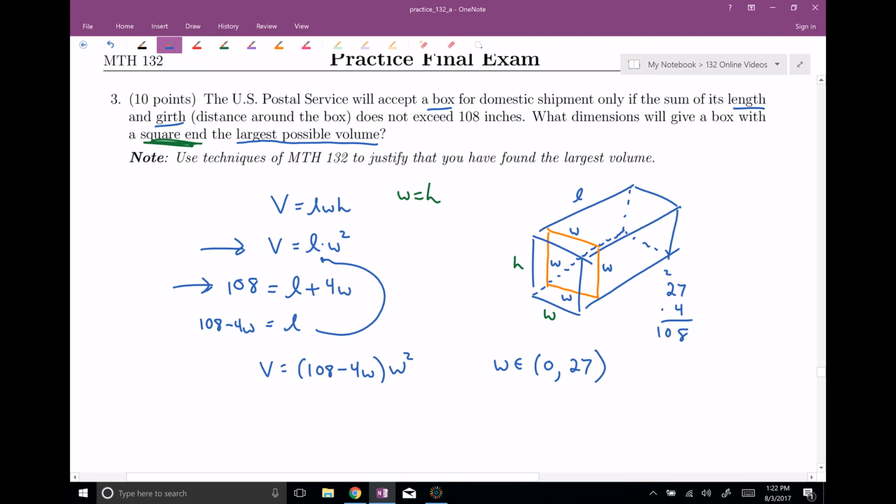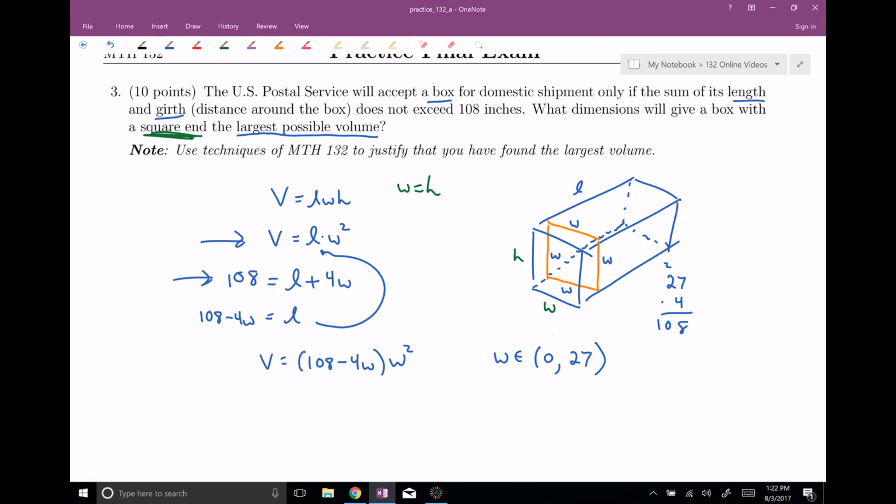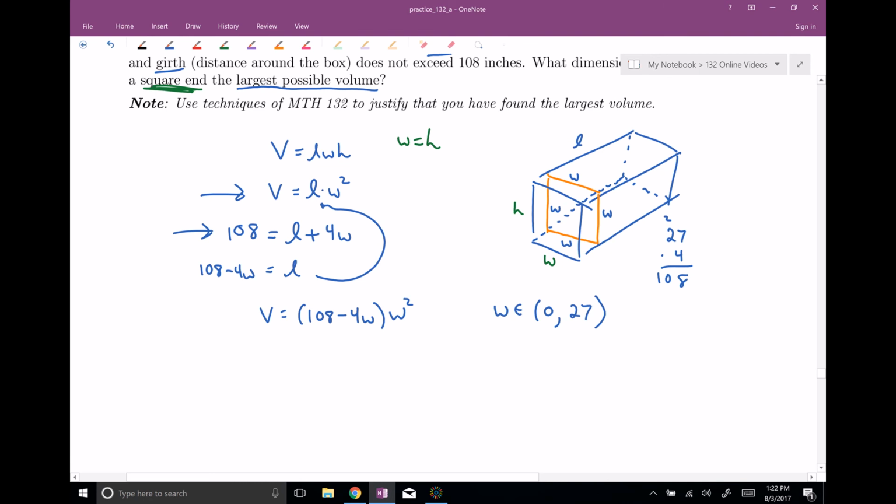So it's got to be somewhere between 0 and 27. This is kind of the allowable range for our W's. Okay, and this is great. This is going to help us determine where we are looking for critical points. Because again, we want to maximize volume, so I'm going to be taking a derivative here soon.